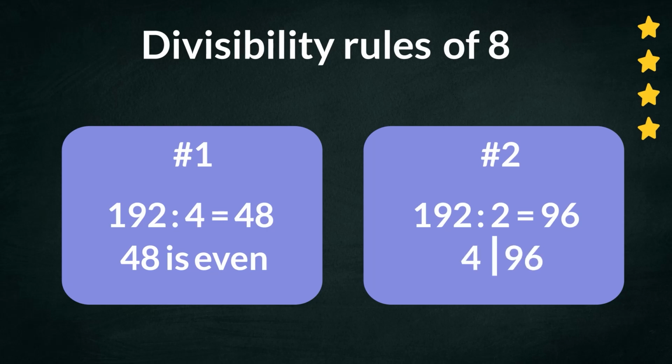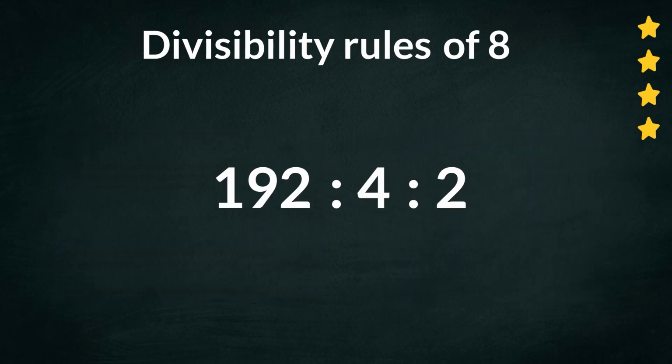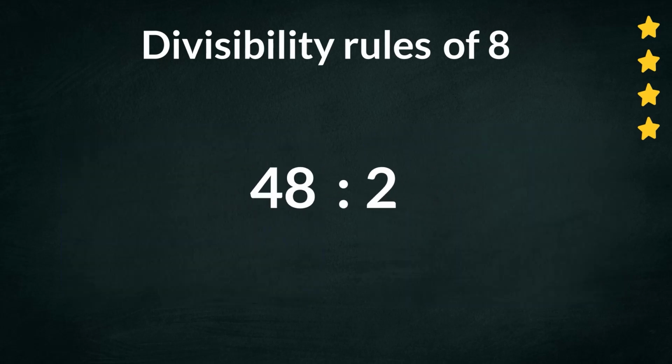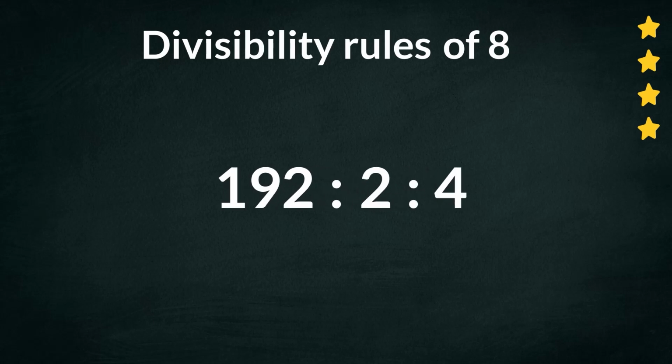If you don't understand what I'm talking about, let me break it down a little further. Dividing by 8 is like dividing by 4, then taking the quotient and continuing to divide by 2. Or vice versa, you can divide by 2 first, then 4.